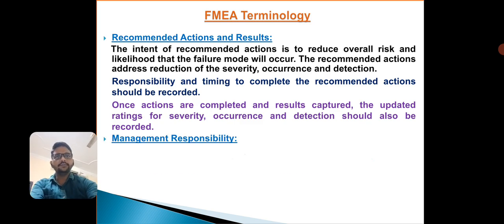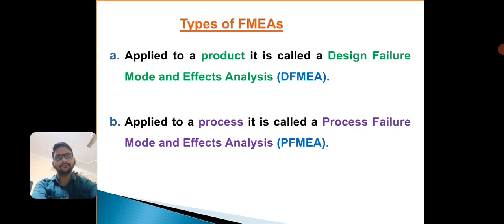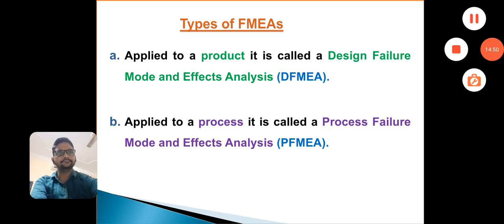And management responsibilities. Management owns the FMEA process. It means the key responsible person is management. Management has the ultimate responsibility of selecting and applying resources and ensuring an effective risk management process, including timing. And what are the types of FMEA?